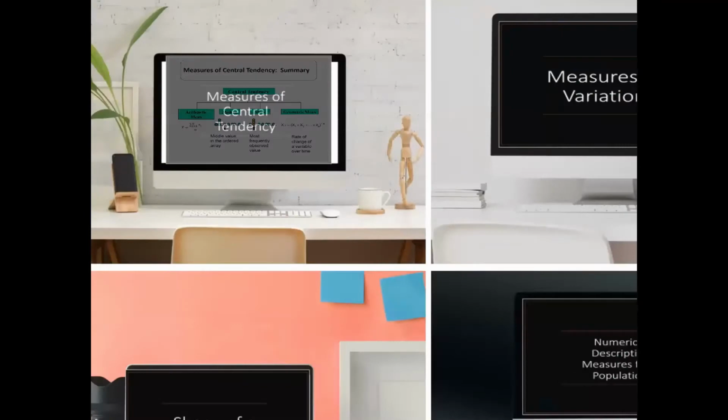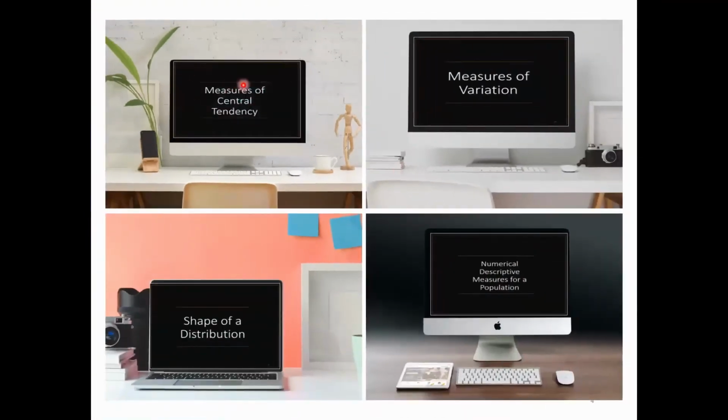So that is it for measures of central tendency. We talked about arithmetic mean, median, mode, and geometric mean. Now let's talk about measures of variation in the next section.